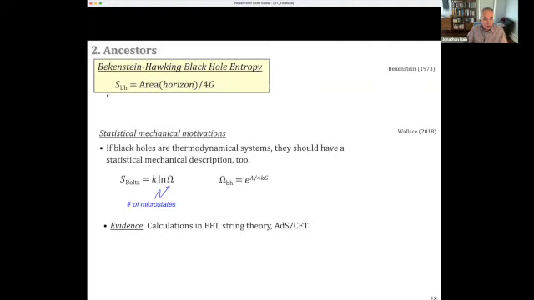And if we use the Bekenstein-Hawking formula for black hole entropy in this expression, then we get an expression for the number of possible microstates of a black hole as a function of the area of its event horizon. Evidence for this formula comes from calculations in effective field theory, string theory, and indeed AdS/CFT. So that's the Bekenstein-Hawking black hole entropy formula. It relates a concept of entropy on the left, either thermodynamic entropy or statistical mechanical entropy, with a spatiotemporal construction on the right, namely, the area of the event horizon of a black hole.